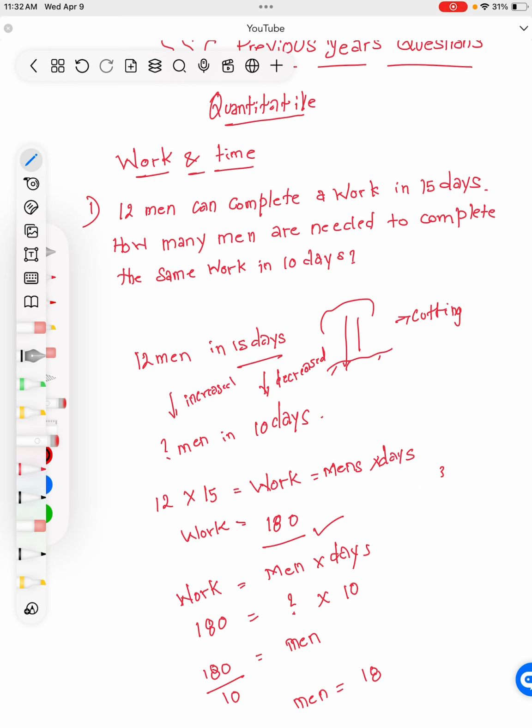If you have any type of doubts, you can ask me in the comment section. I'll definitely answer your doubts. So I hope you understood this question. It is one of the previous year's questions which was given in the SSC, and these types of questions will be asked in all types of exams like bank, everywhere. So it is important to know about this type of questions.